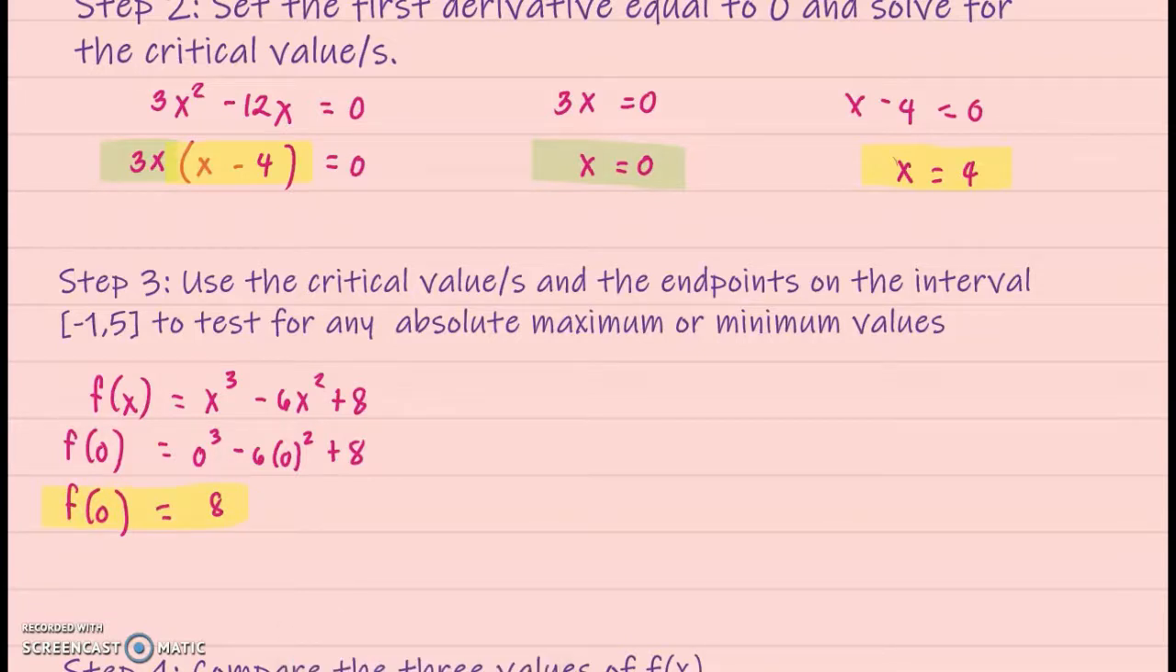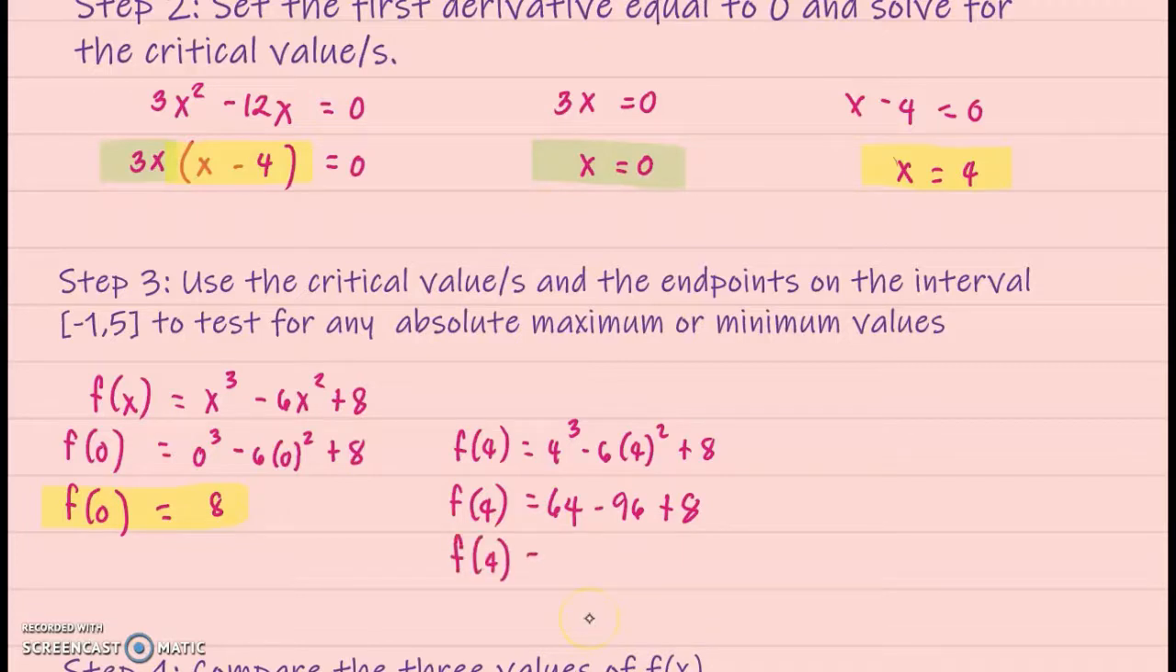Next, let's have x equals 4. So we have here f of 4 is equal to 4 cubed minus 6 times 4 squared plus 8. F of 4 is equal to 64 minus 96 plus 8. So f of 4 is equal to negative 24.